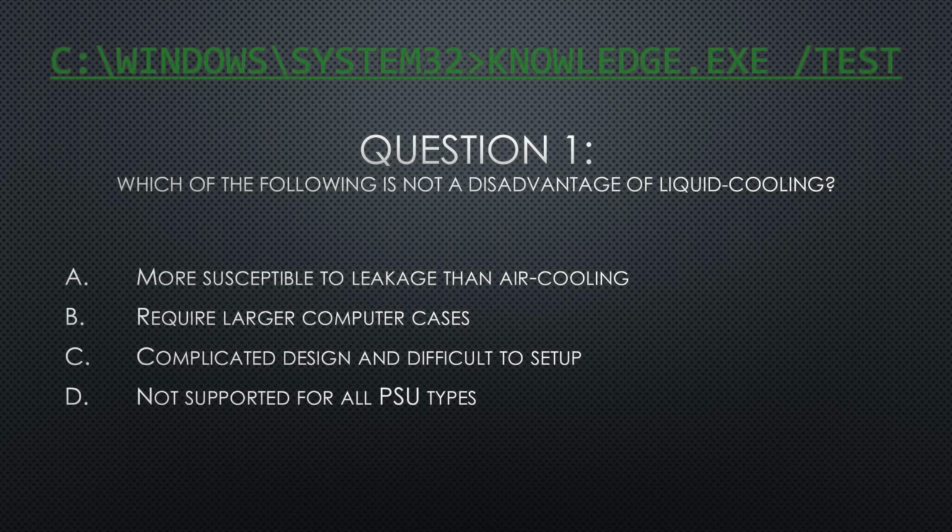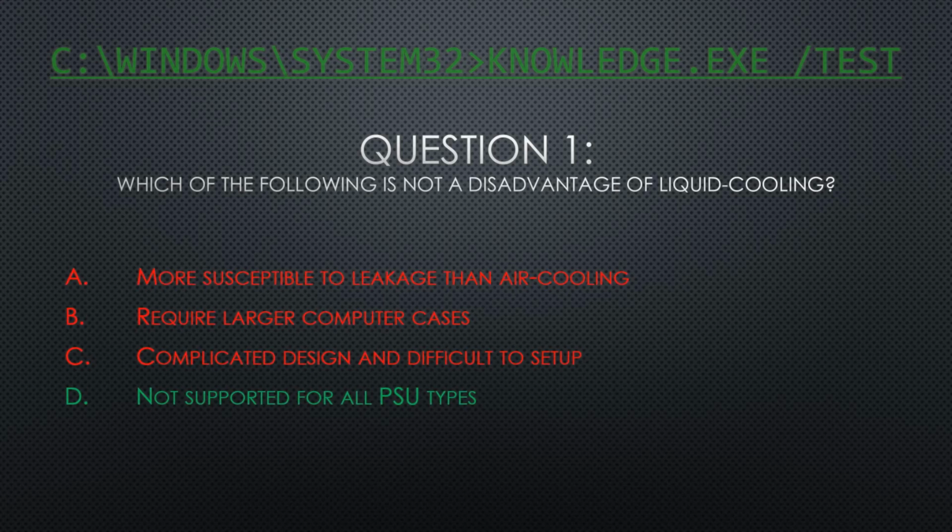Question number 1. Which of the following is not a disadvantage of liquid cooling? A. More susceptible to leakage than air cooling. B. Require larger computer cases. C. Complicated design and difficult to set up. D. Not supported for all PSU types. That was a tricky question to test whether you fully understand the difference between a CPU, which is a central processing unit, or processor, and a PSU, which is a power supply unit. Liquid cooling is not supported for all CPU types. Therefore, D is the correct answer.